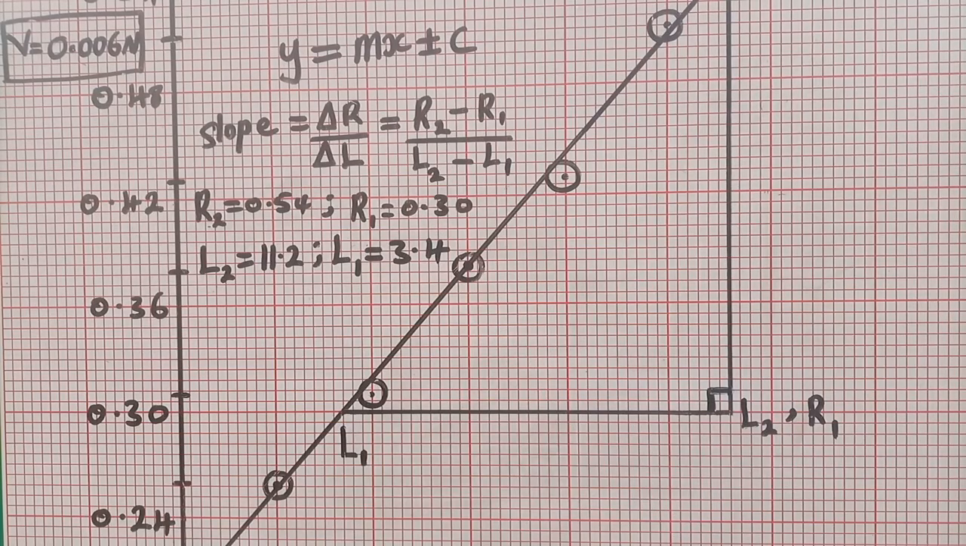At this point, it seems we have everything we need to calculate the slope. R2 is 0.54, R1 is 0.30, L2 is 11.2, and L1 is equal to 3.4. I hope you followed the procedure for finding the values of all these 4 parameters we have here. The time has come for us to substitute and get the value of slope. Let's go on.